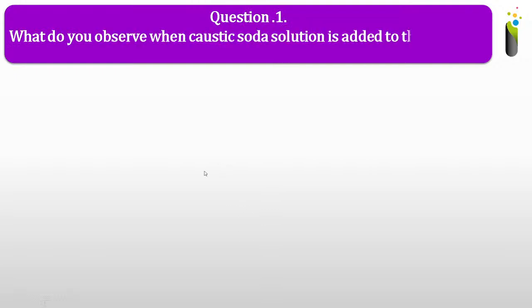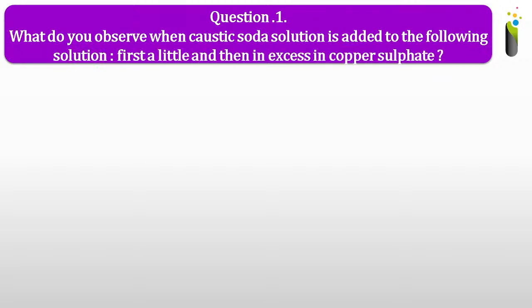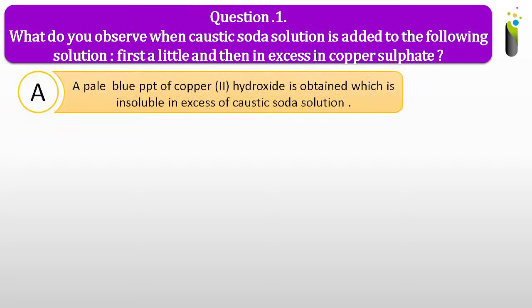What do you observe when caustic soda solution is added to the following solution? First a little and then in excess, in copper sulfate. I repeat the question. What do you observe when caustic soda solution is added, first a little and then in excess, in copper sulfate? Your options are A. A pale blue precipitate of copper hydroxide is obtained, which is insoluble in excess of caustic soda solution.